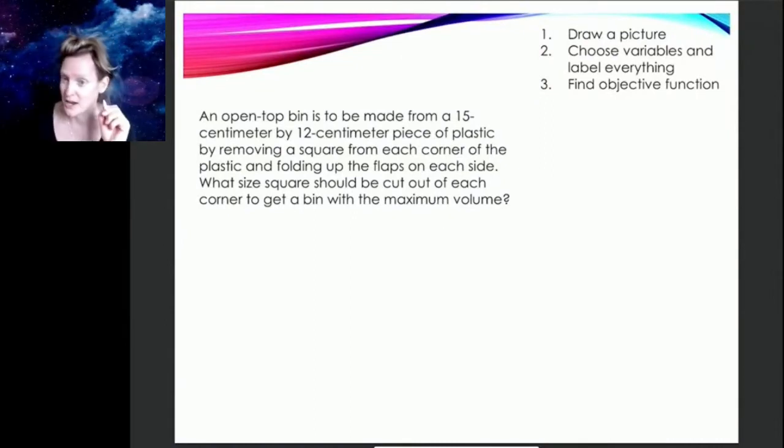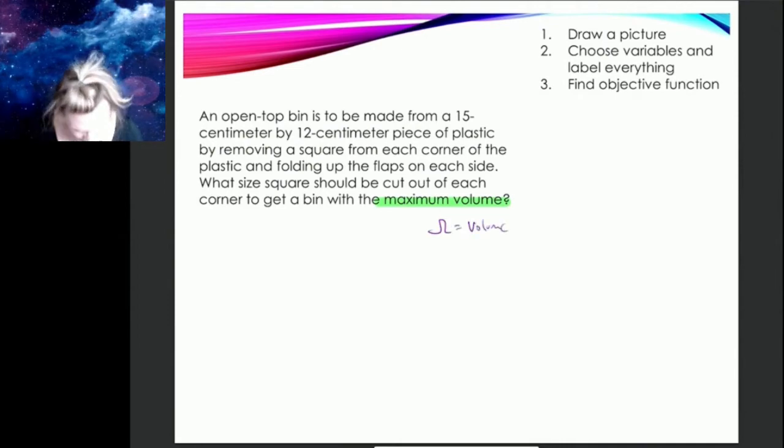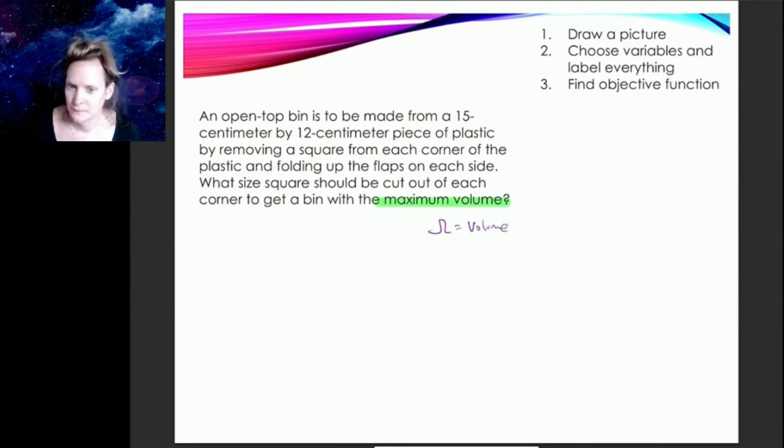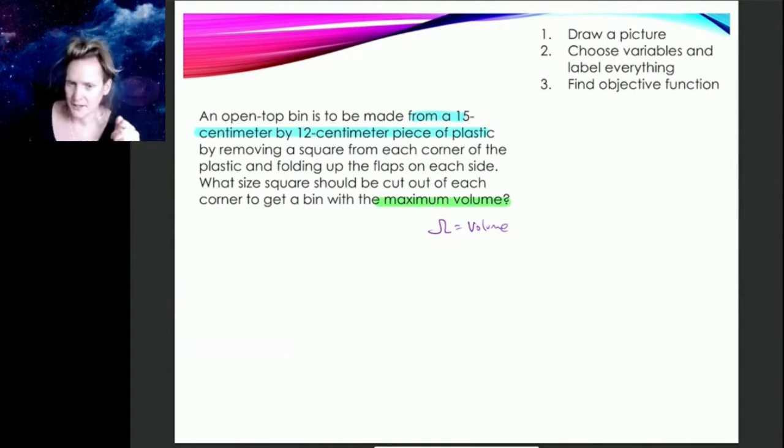I'm going to start by highlighting and trying to identify a constraint and the objective function. I always call my objective function omega, and in this case, omega is going to be volume. Maybe you find the highlighter method useful as well. I'm going to highlight in blue my constraint. My constraint is going to be the size of the piece of plastic I'm going to cut from, because if I have unlimited plastic, I can make an open top bin of arbitrarily large volume. So we're constrained by the size of the piece of plastic that we're cutting from.